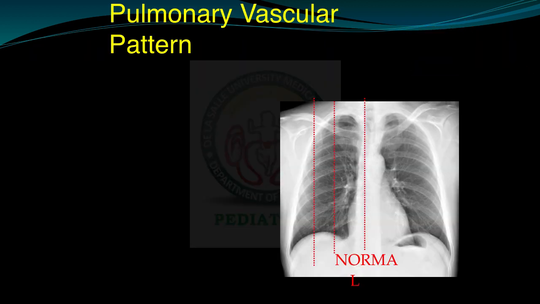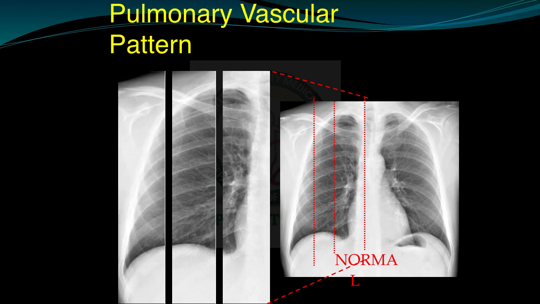Now, in the assessment of the pulmonary vasculature, the lungs on the left side can be divided into inner third, middle third, and outer third. And in a normal pulmonary vascular pattern, the pulmonary vasculature should be only seen in the inner and the middle third. And there should be no pulmonary vessels seen on the outer third.